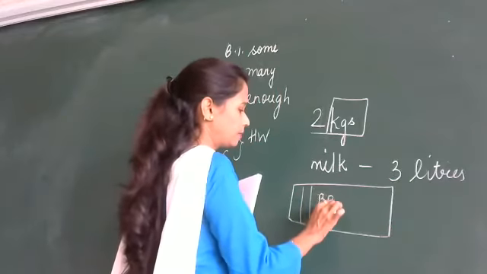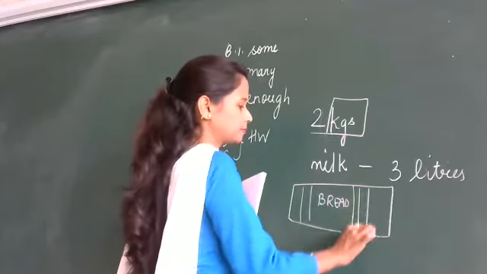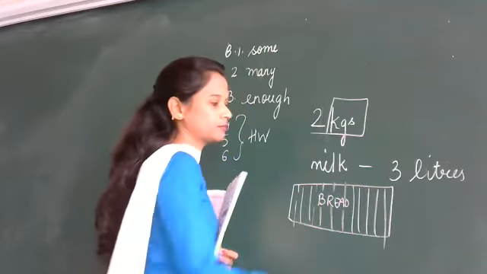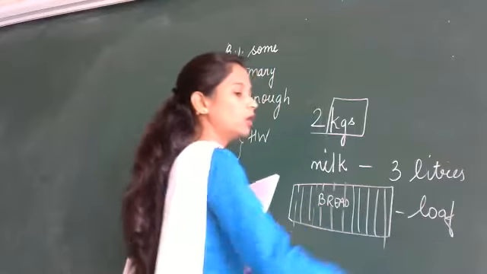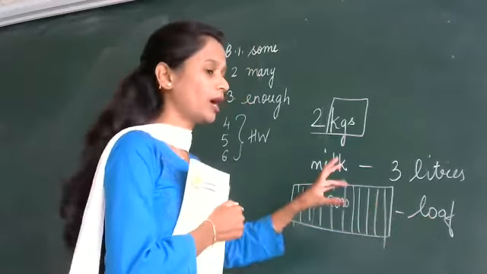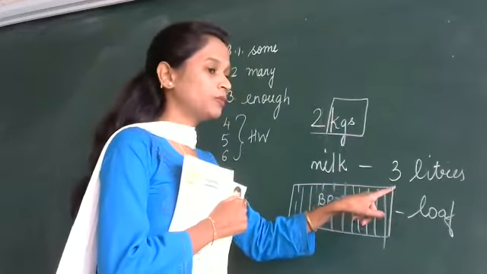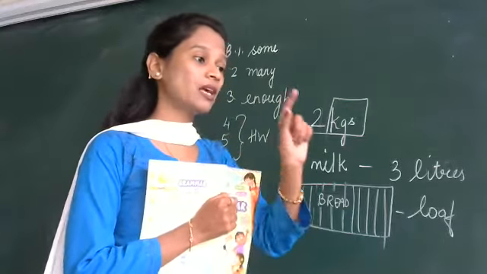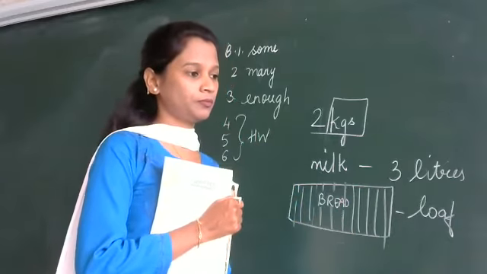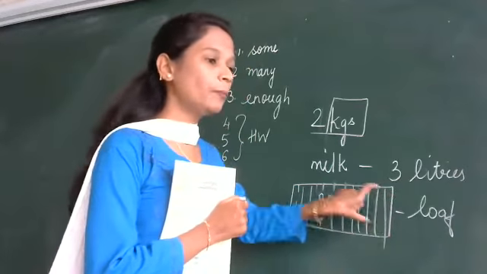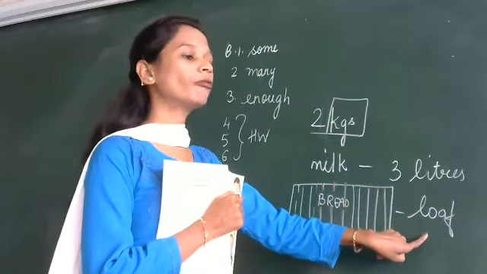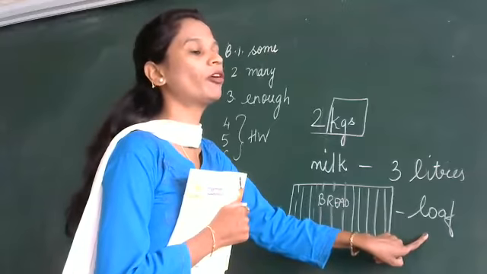Then I ask you to buy bread. Okay, this is bread. These are all bread. So what do you call this? Yes, it's called a loaf of bread. Buy a loaf of bread, or I say buy 2 loaves of bread. That means I'm not saying a single bread piece, I'm talking about the entire bread loaf. Have you seen a bread loaf? Yes, the entire packet of the bread slices is called a loaf. Give me a loaf of bread.